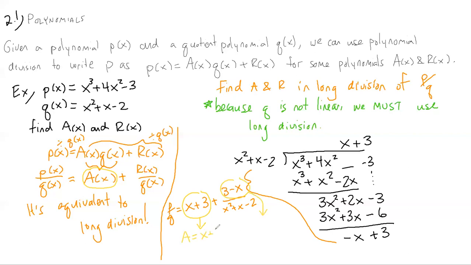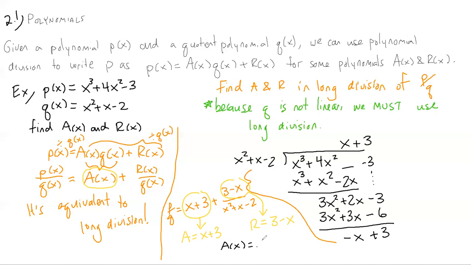A is x plus 3. I don't know why I chose to write with yellow. It's ugly and hard to see, but hopefully you can read that. It's pretty dark yellow. So my A is x plus 3 and my R is 3 minus x. And so yeah, that would be my answer.